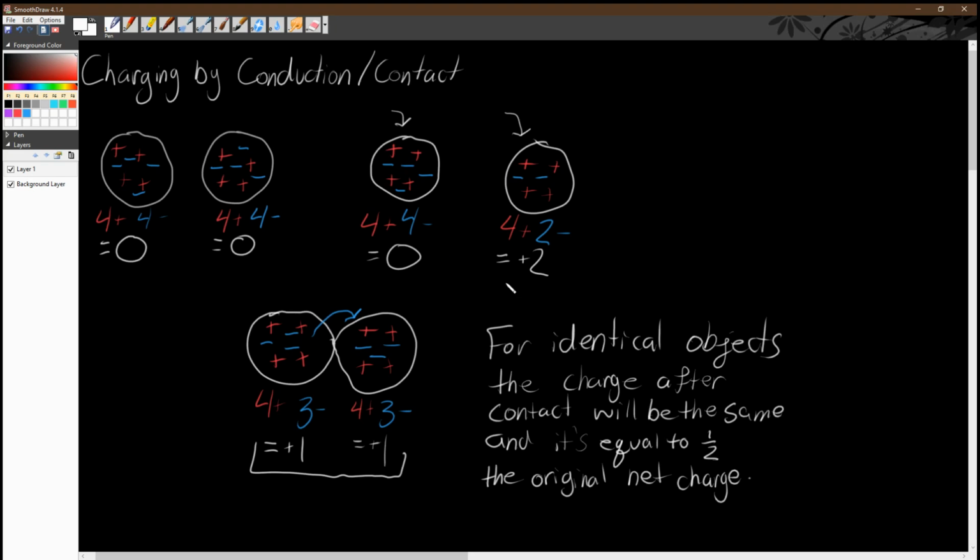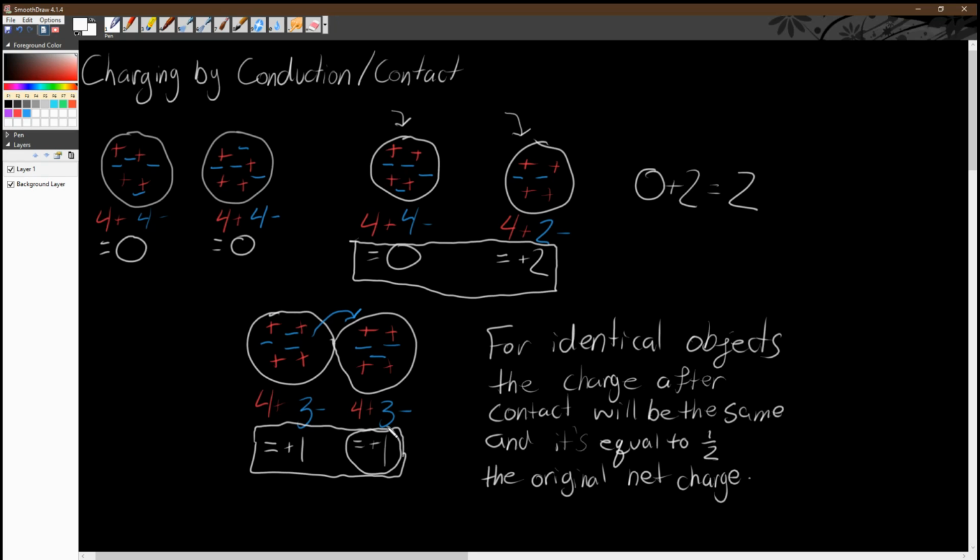What do I mean by that? If we look at the total charge of our system at the beginning, the total charge was 0 plus 2, which means the total charge was 2. Down here, we see that the total charge does not change, but the charge of one individual sphere is equal to the original charge divided by 2. So the original charge divided by 2 means we have a charge of 1.